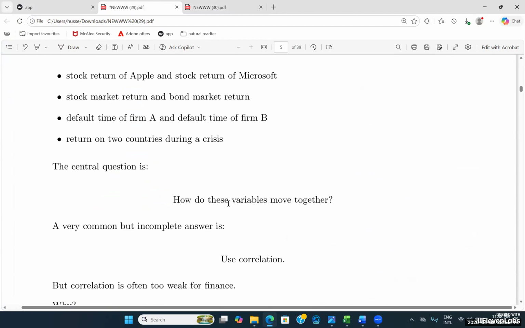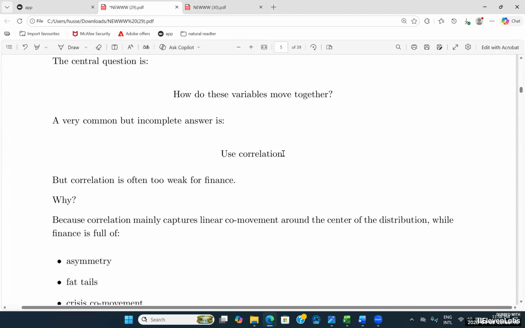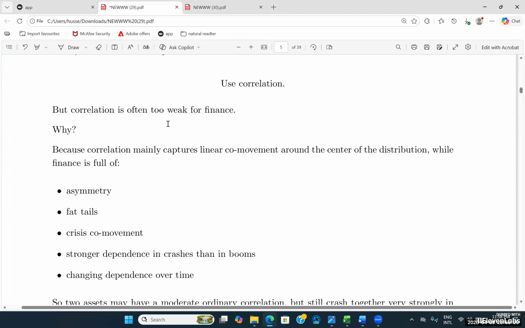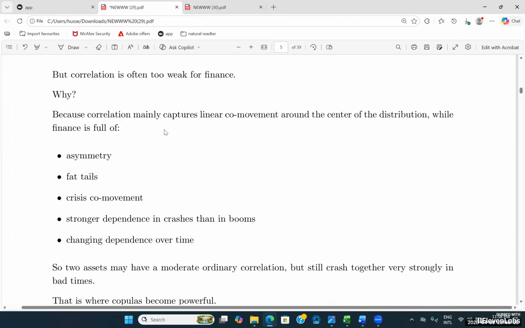Our fundamental question is how two or more distinct variables tend to move or behave together. A common and widely used statistical measure we can employ to assess this relationship is correlation. However, it's important to note that correlation primarily captures only the linear aspect of their co-movement, specifically focusing on a central region of their overall statistical distribution. However, the world of finance frequently presents us with phenomena like fat tails, significant crisis co-movement, and inherent asymmetry. Therefore, you may encounter a type of dependence that is quite distinct from simple linear co-movement, which is typically what a standard normal correlation would suggest.